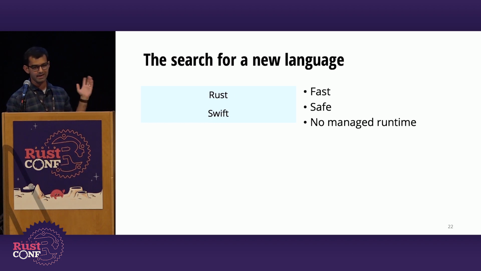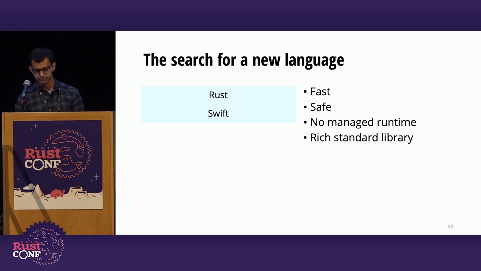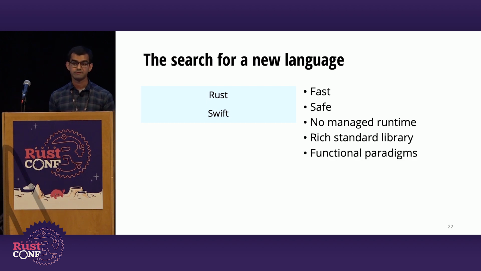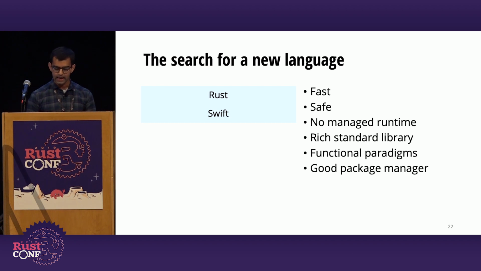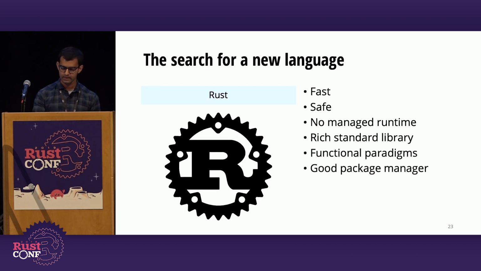And recall that this is back in like 2016 or something, so it was a slightly different landscape back then. We wanted a rich standard library. We wanted these functional paradigms for things like pattern matching, so both of them kind of had that back then. And we also wanted a good package manager, and this isn't on the slides, but after we started using both of these and evaluating them, we realized that we also wanted a good community. And that's kind of where Rust really won out.